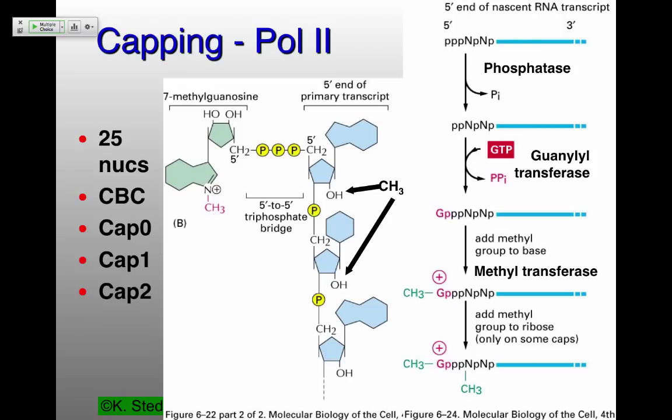Yeah? So the cap 0, 1, and 2 refers to if it's unmethylated on the ribose? Correct. So the cap 0 has no methyl groups on the riboses. We'll always have a methyl group on the guanosine. And then cap 1 will have 1 of them, and cap 2 will have 2. I don't know of any, and I don't think there are more than 2 where you have these methylated riboses.